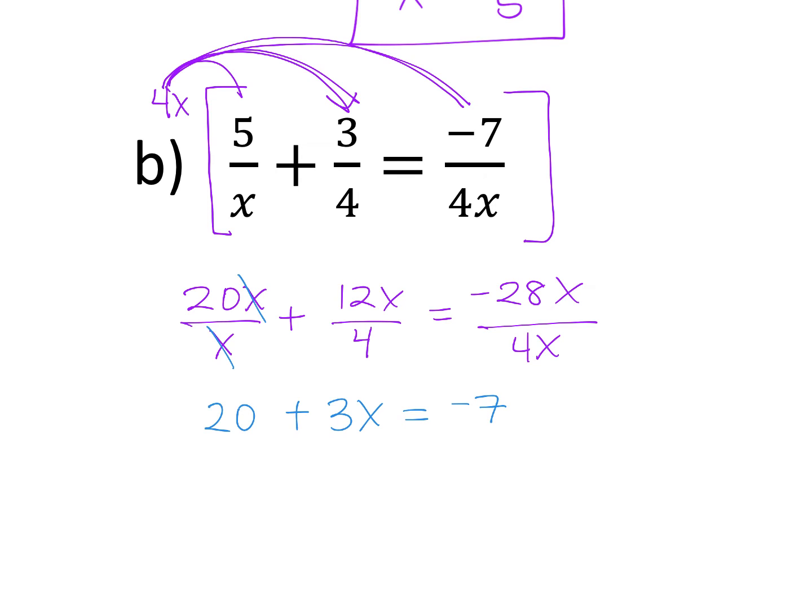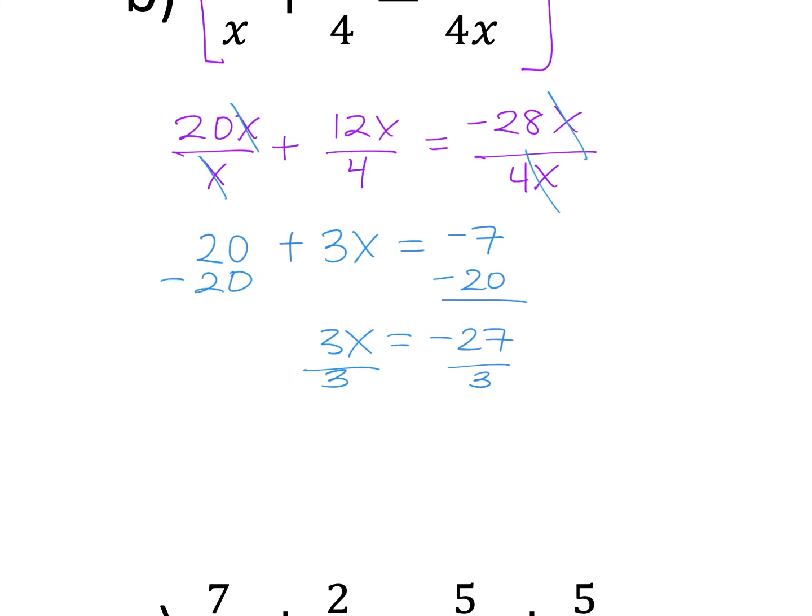Negative 7. Just be careful with the x's. Sometimes people leave an x in where there shouldn't be an x. X divided by x is just 1, so get rid of that x. So if I take away 20 from both sides, I get 3x equals negative 27, divided by 3. So x should be negative 9. And again, if you want to plug that back in to double check it, you can always do that.